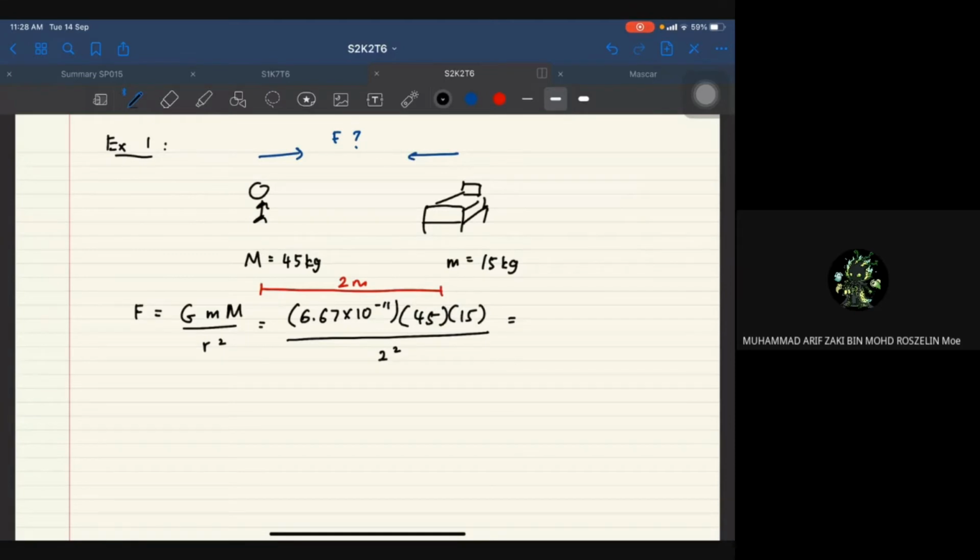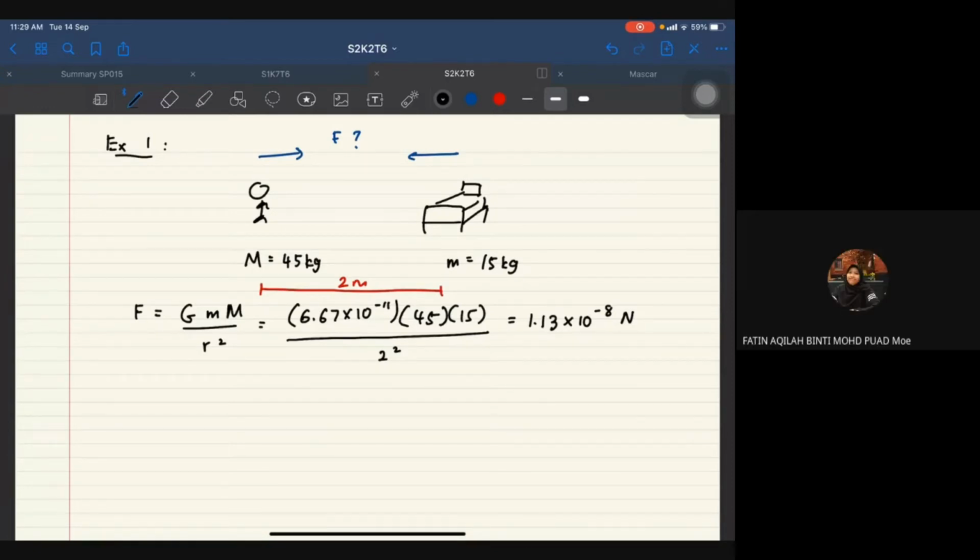Berapa dapat? Saya tak nak tekan calculator, untuk kamu tekan. 1.126 darab 10 negatif 8. Okay, thank you. Okay, yang lain dapat the same answer or you get a different answer? Dapat sir. Okay, dapat. Sama.